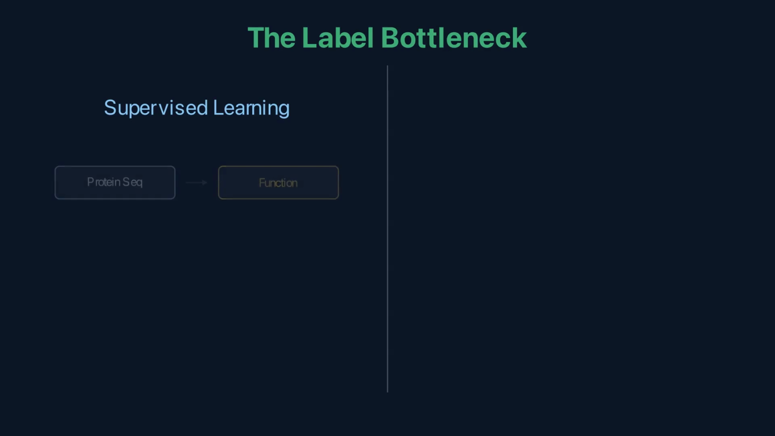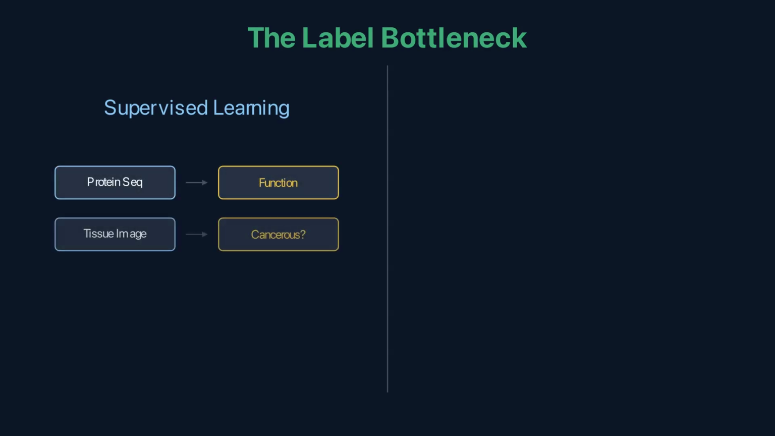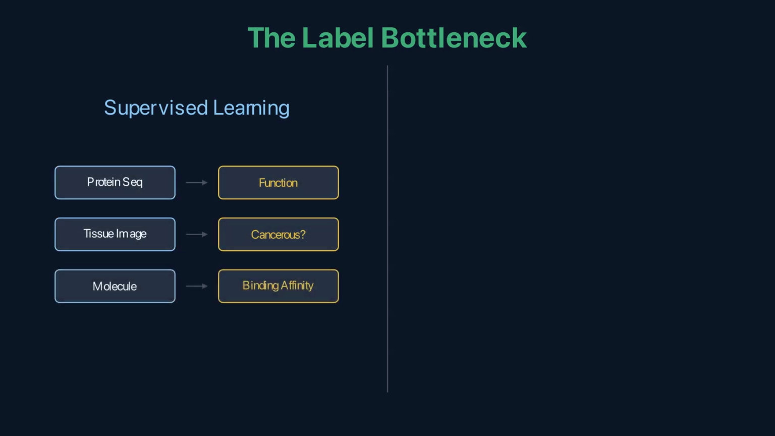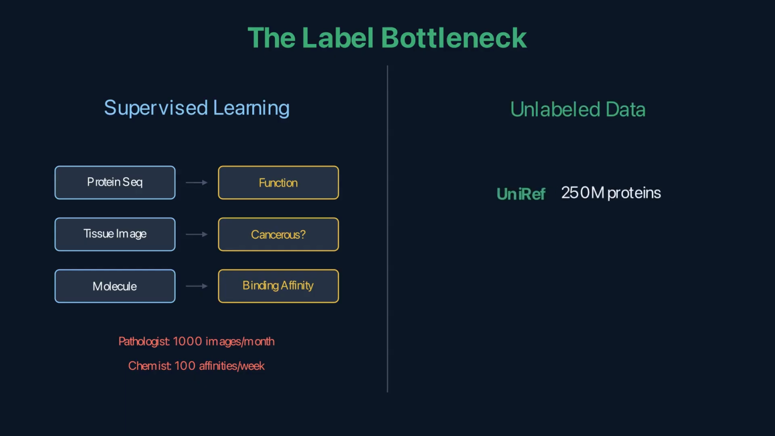Supervised learning requires paired examples. This protein sequence has this function, this tissue image is cancerous, this molecule binds with this affinity. Each label costs expert time and experimental resources. A pathologist might annotate 1,000 histology images in a month. A chemist might measure 100 binding affinities in a week.